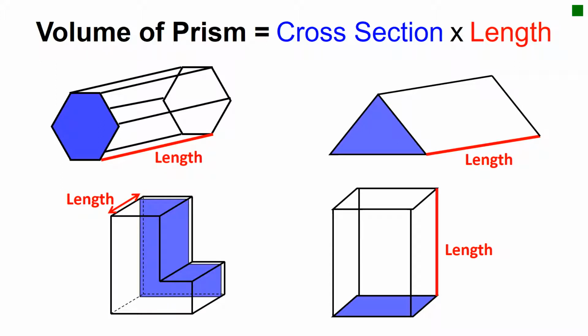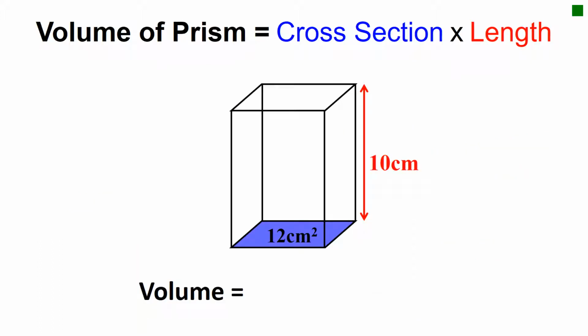Volume of a prism is calculated by taking the cross section and multiplying it by its length. Looking at the cuboid, we know that the area of the cross section is 12 centimeters squared. So if we multiply that by the length, which is 10 centimeters, we work out the volume to be 120 centimeters cubed.